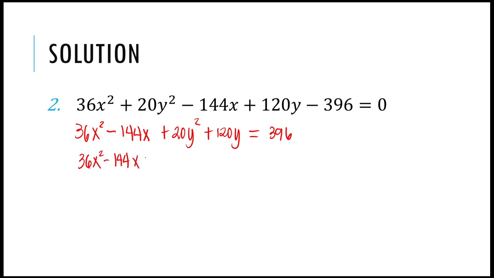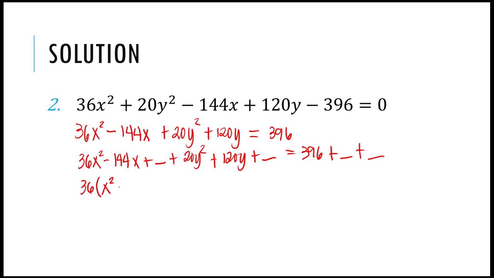To complete the square, we will have to add something. Whatever we add to the left side, we also add to the right side. Now, what are we going to add? It is easier if we factor out 36, just like this. And then, of course, what is left? 144 divided by 36.